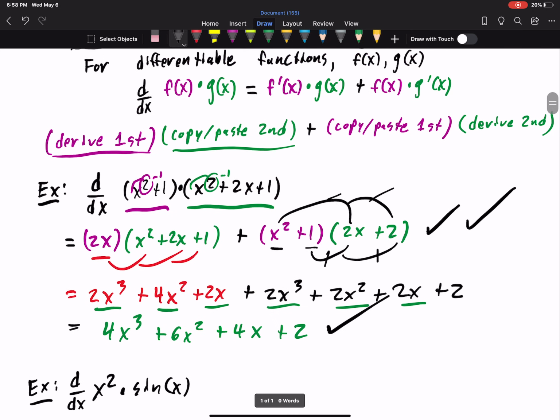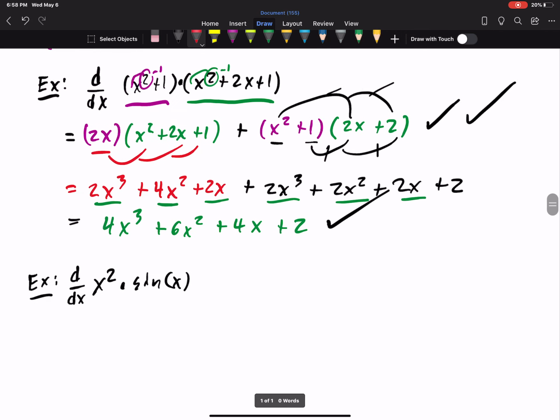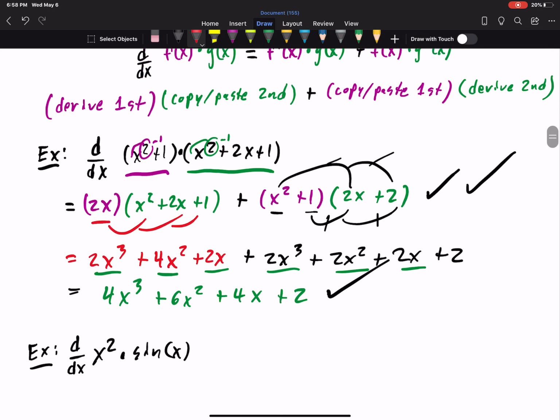So how does this work? Use the strategy above. We need to find a first function and a second function, and then we derive the first, copy paste the second, plus copy paste the first, derive the second. So that's the general strategy with all this. I'll try to leave this on the screen so we can see what we're doing as we do it. First function, x squared. Second function, sine of x.